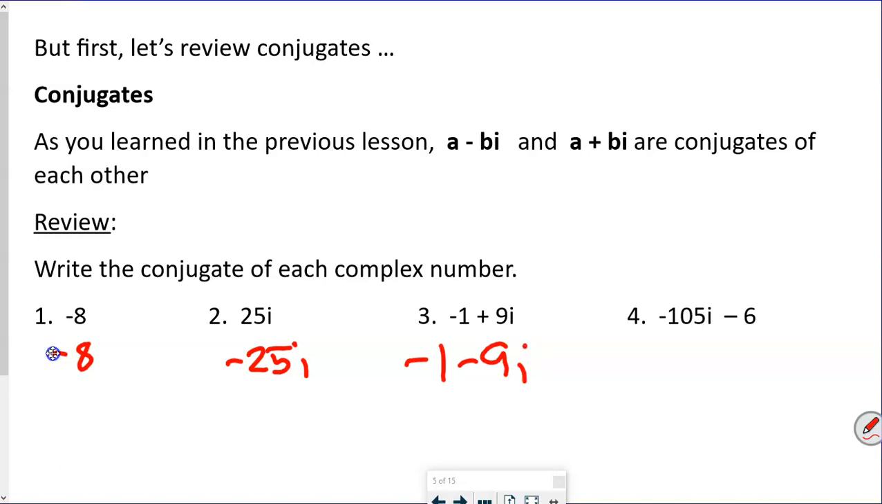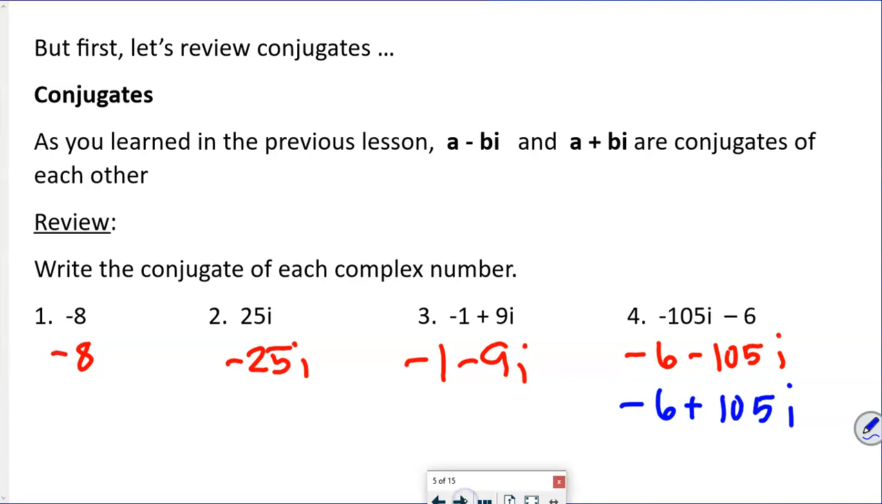And, oh, look at number 4. Is it in standard form? No. Okay, so we're going to change it to standard form first. Then we're going to change the sign of the imaginary part. Okay, so watch that. Make sure it's in standard form and you're changing the correct part of the problem.